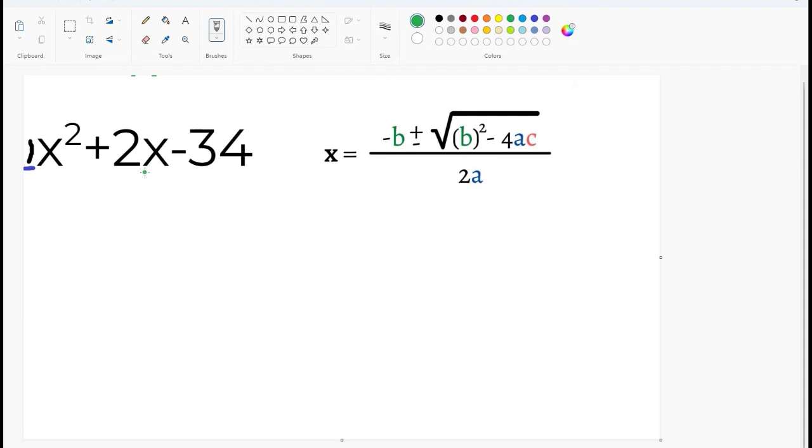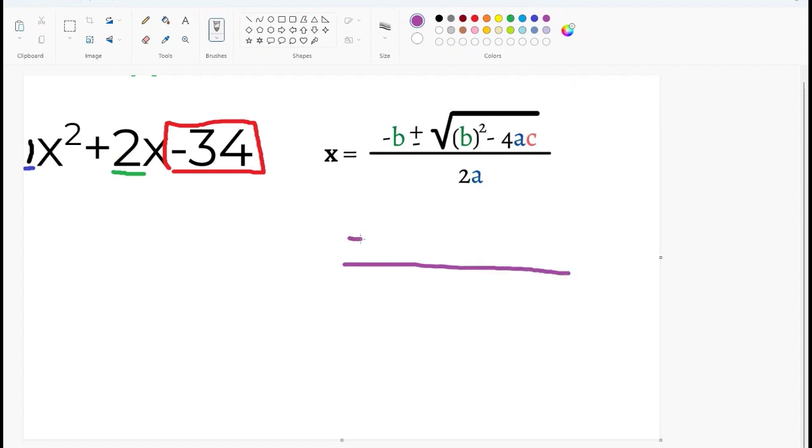Okay, so then let's do b. It was bx, so b would be here. And then the last part was plus c, so that's this part. And keep in mind that it's negative 34. The c is not just 34, it's negative 34. Okay, so now let's actually input it into the formula.